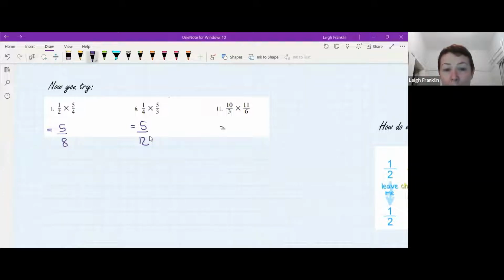I got 110 over 18. 110 over 18. All right, I agree with you. But if I said to you that it had to be in simplest form and you left your answer as it is now, would you get full marks? No. Okay, so what can you divide numerator and denominator by? 2. So 2 goes in here. 5. Wait, 5.